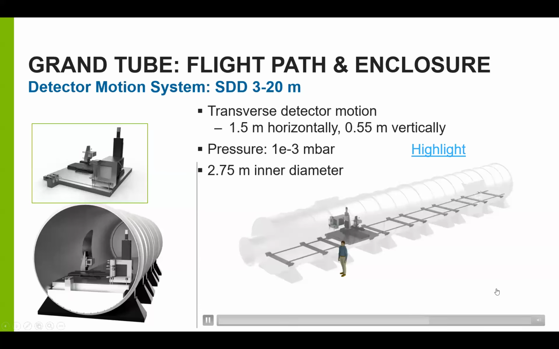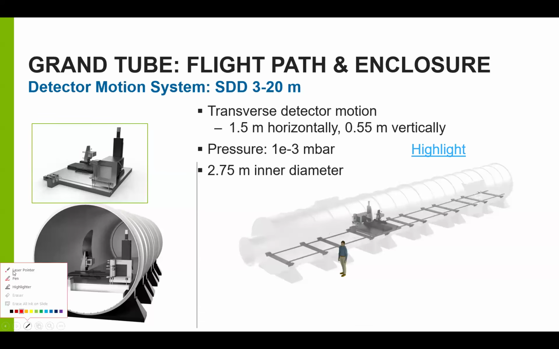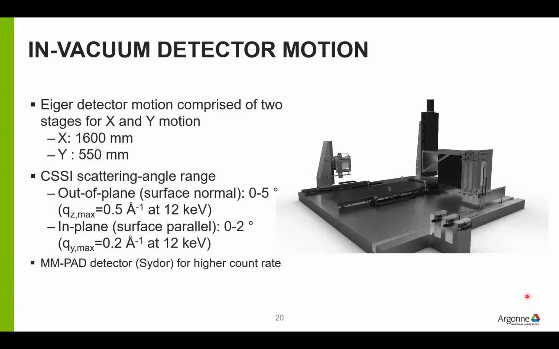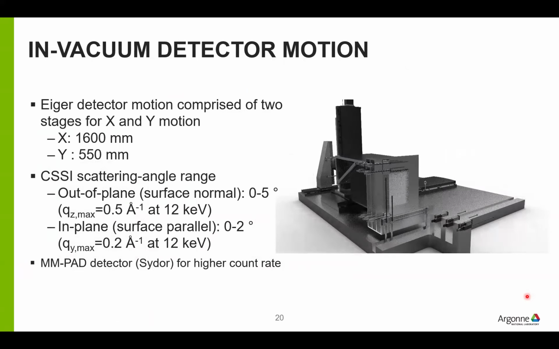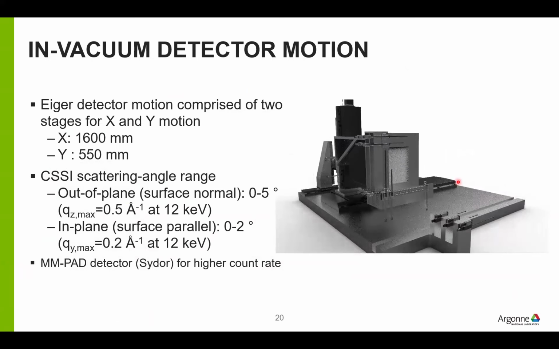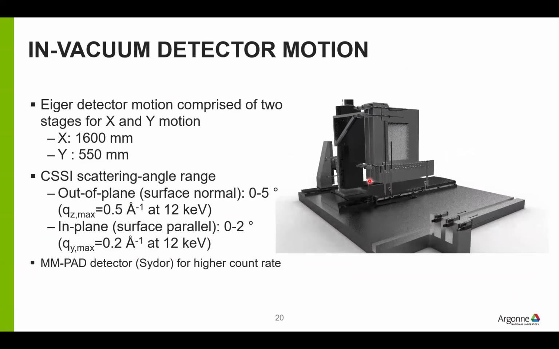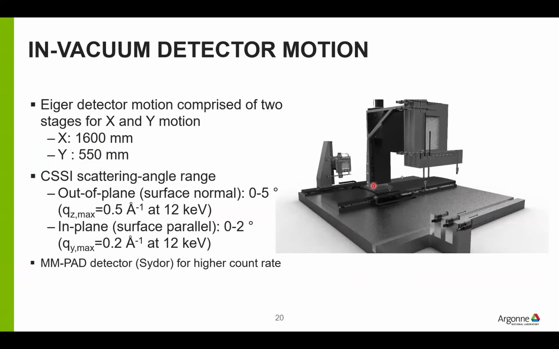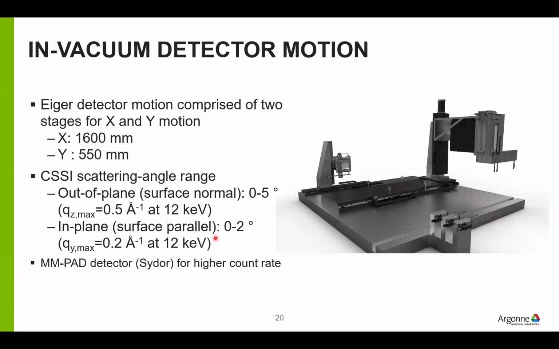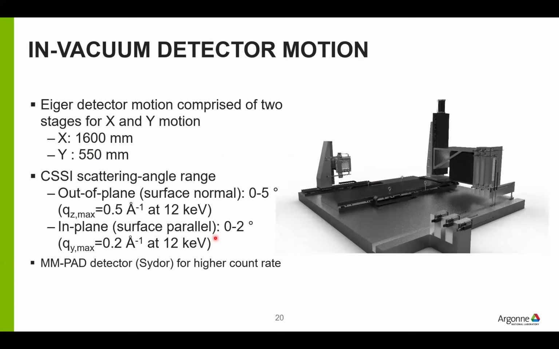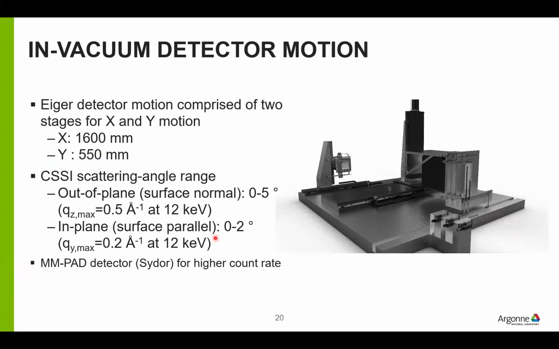Okay, and now back to here. And another animation. This is showing the motions for the detector. Like I say, we have this horizontal and vertical stroke, and this size is necessary, thinking about the spatial resolution that they'll be able to obtain with the CSSI technique.